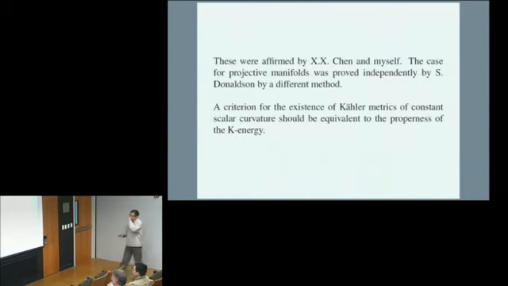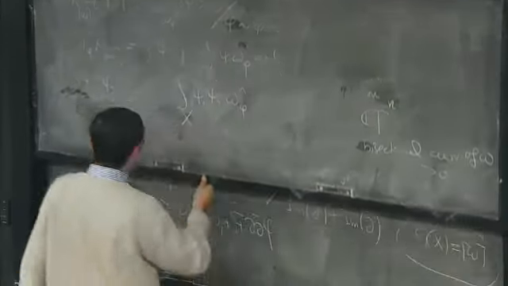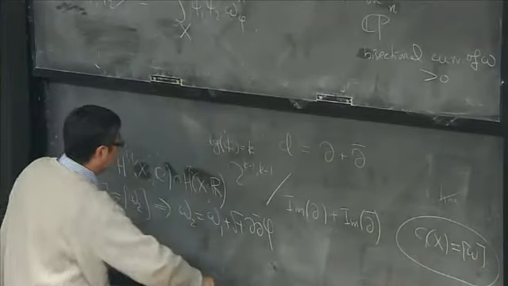So these were confirmed by Xiuxiong Chen and myself, and the case for algebraic manifolds was proved independently by Simon Donaldson by a different method. So the criterion, we can also use this to interpret a criterion for existence of Kähler metrics of constant scalar curvature should be equivalent to properties of the K energy. So this is what you can also see, make an analogy with a classical case.